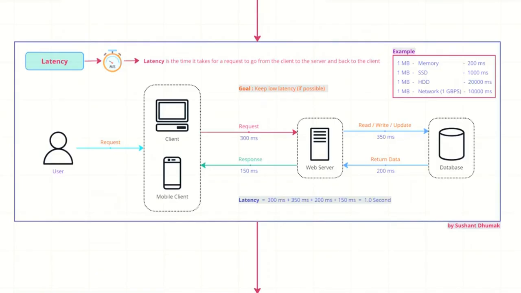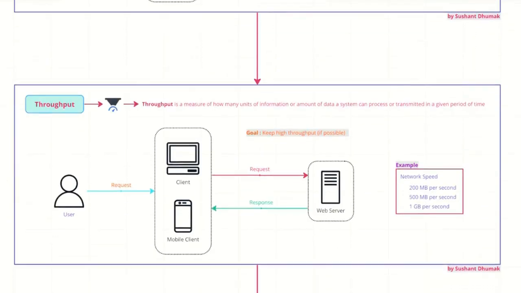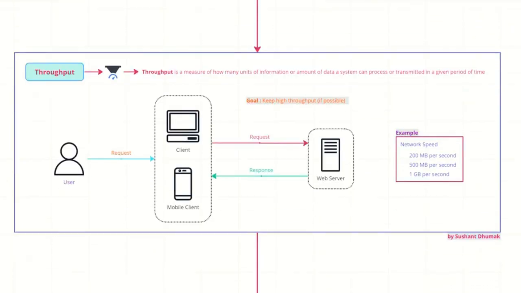And we have also seen some examples of different hardware devices and network considerations, and how much time it takes to transfer a 1 MB packet from memory, from SSD, from HDD, or over a network with a speed of 1 gigabyte per second. So latency is one of the most important factors when we design a system. Okay. Then we looked at throughput, what exactly throughput is and how we measure it.